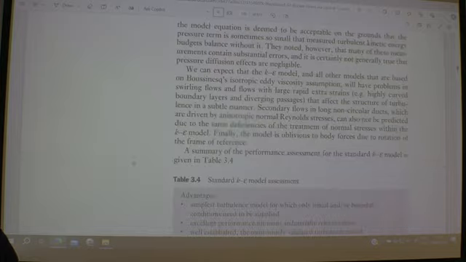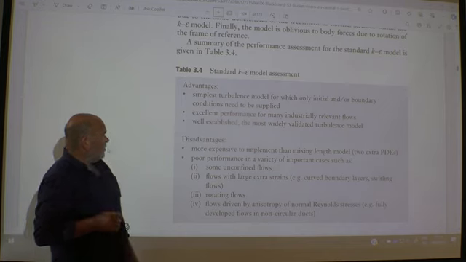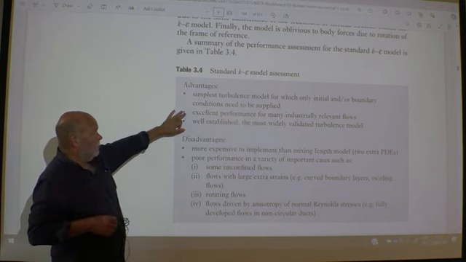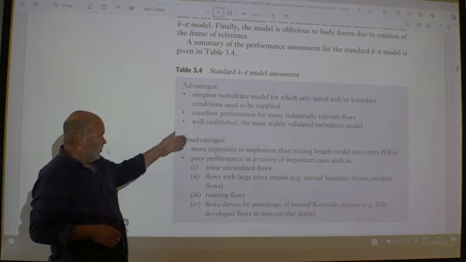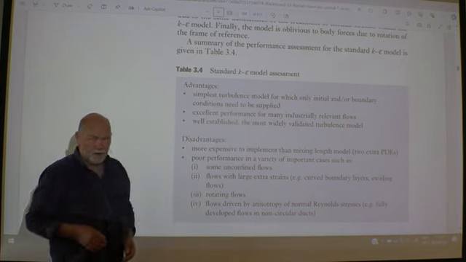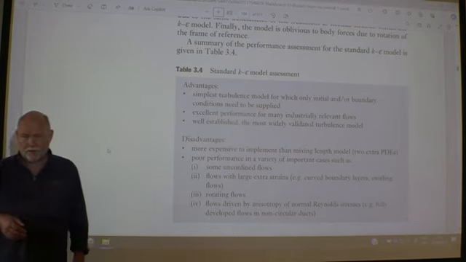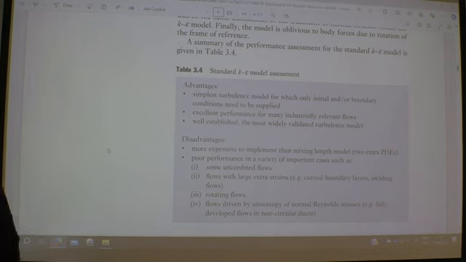Come on, he talks too much. Here we have it. For the standard k-epsilon, for instance: excellent performance, well, excellent for many industrially relevant flows, and is well established. But we know there are some problems where it will give very bad results. Rotating flows, flow along curved walls, this one is terrible. It's best for, say, external flows, flow around something, not inside something.